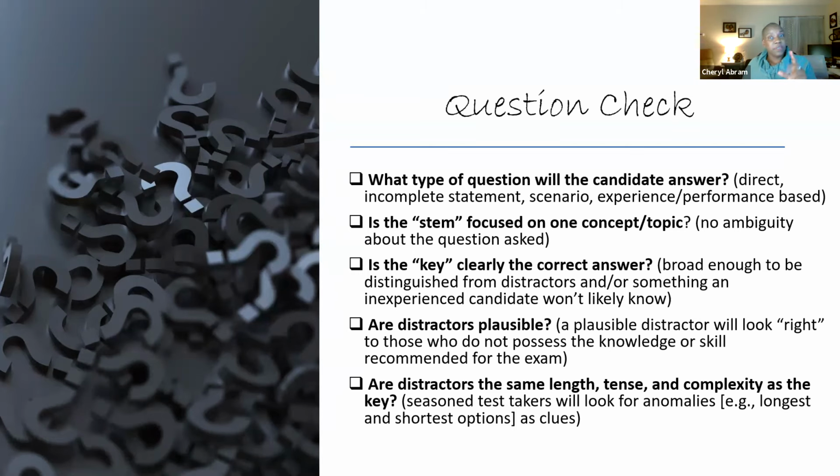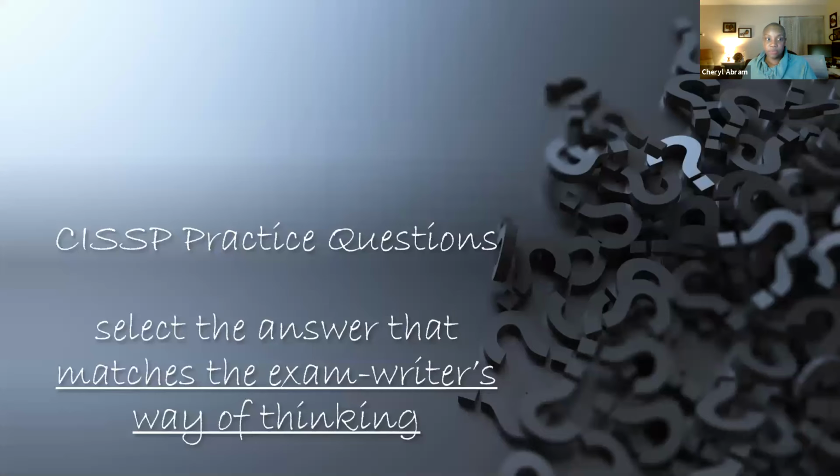And normally, let me tell you this, normally they write the correct answer first, and then they write the distractors. When you do it, I'm telling you, practice doing that so you see exactly what they have to go through and how difficult it is. It'll help you. Now let's do some CISSP practice questions.